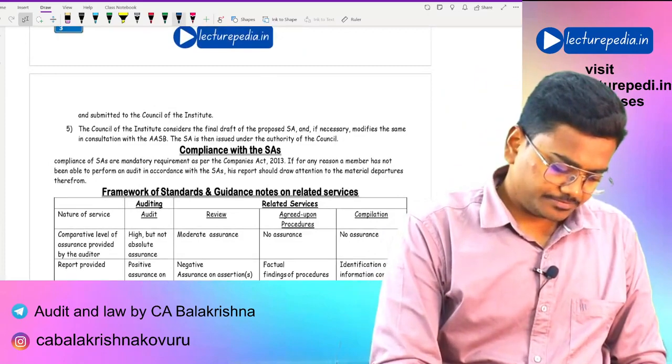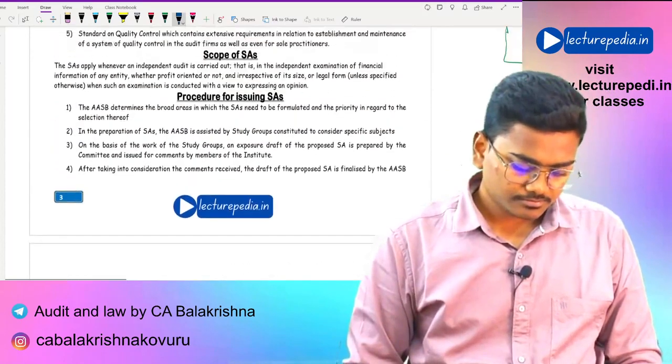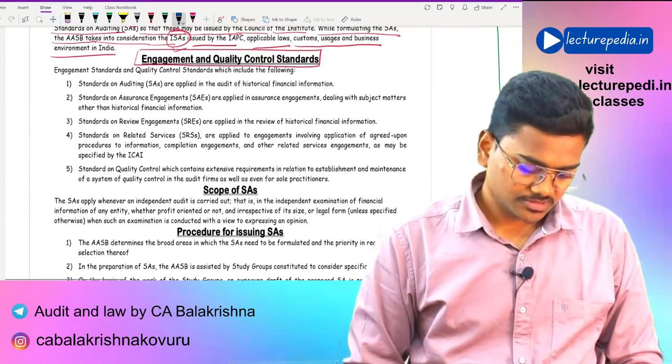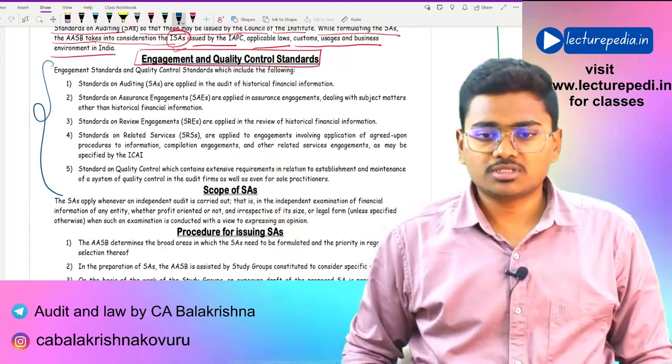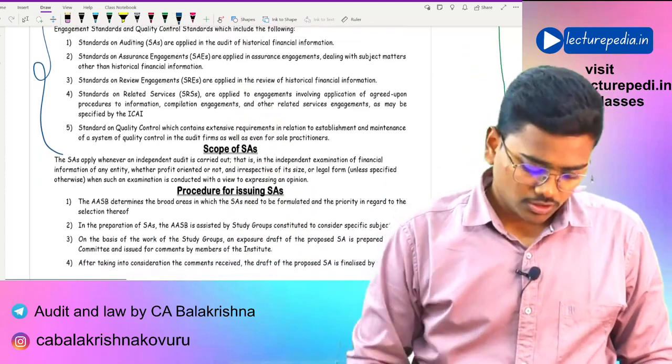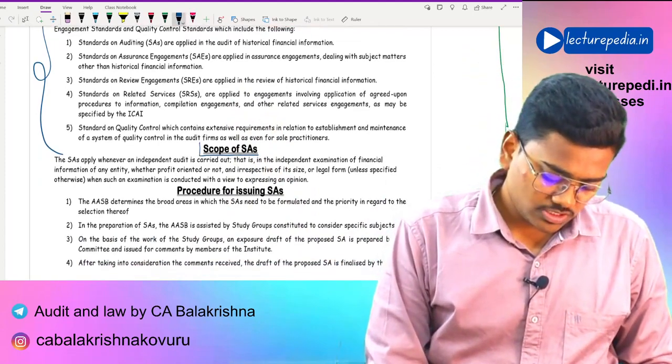Next, here you can find the 5 types of standards. You can go through that. I have explained you. Next, scope of standards on auditing.